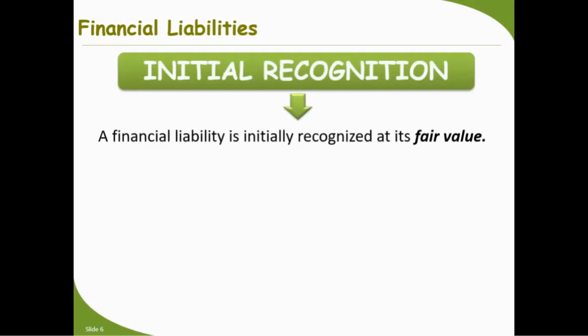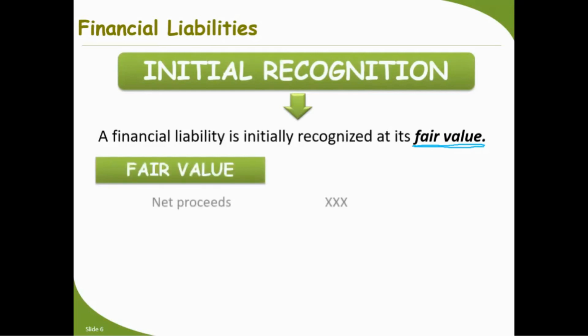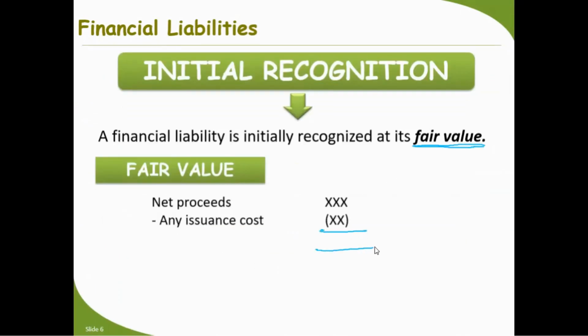Now, how to account for financial liabilities? First of all, we will look at the initial recognition of financial liability. It is always initially recognized at its fair value. We have discussed in our previous lecture what fair value is and how to determine fair value under IFRS 13. Fair value, how will we calculate? Net proceeds minus any issuance cost. Net proceeds means the proceeds after giving any discount, minus any issuance cost. The figure which you get is your fair value. So you will initially recognize your financial liability at your fair value.